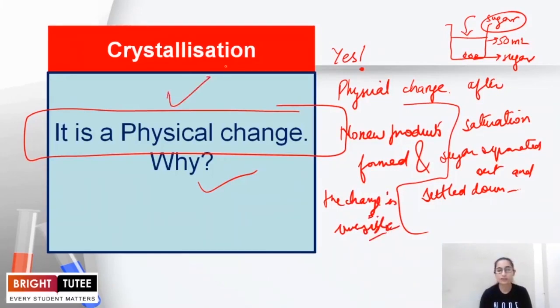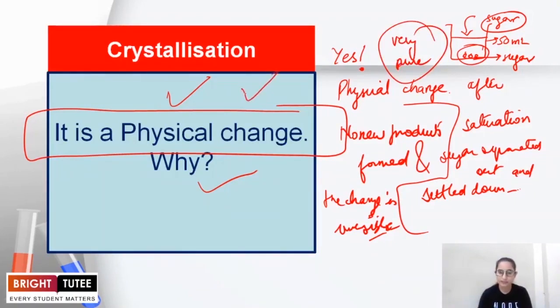No new products are formed. The initial substance that you had, for example sugar in this case, is separated out as sugar only, but the difference is that the sugar now obtained is very pure, because the crystals are formed from the pure particles of sugar only, right? The impurities do not settle down, they remain mixed in the water solution, right?